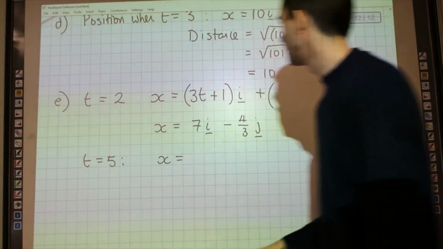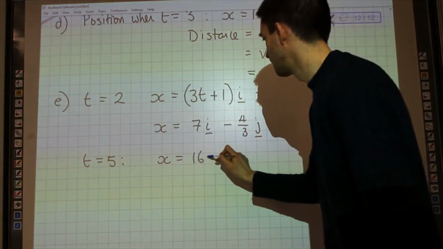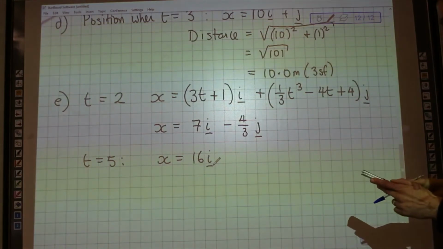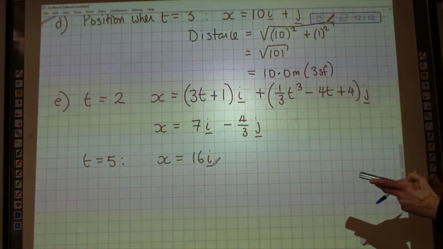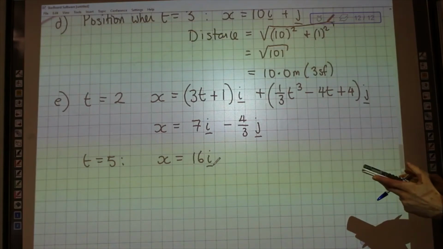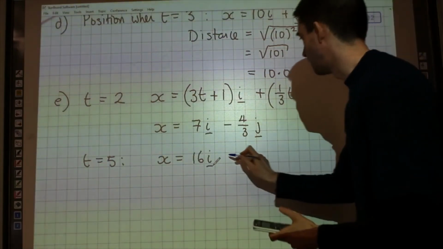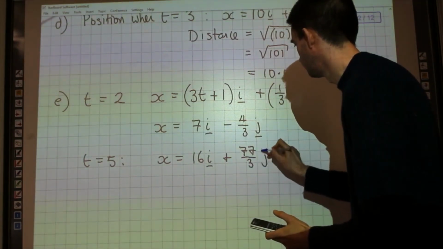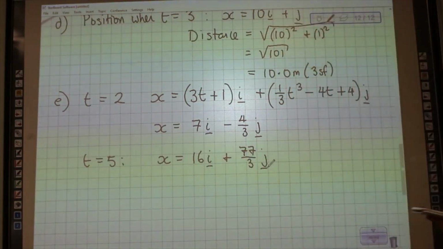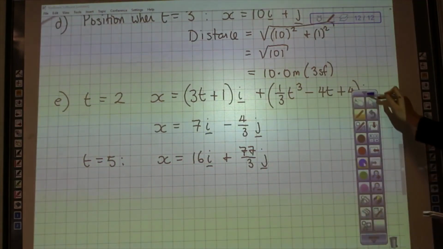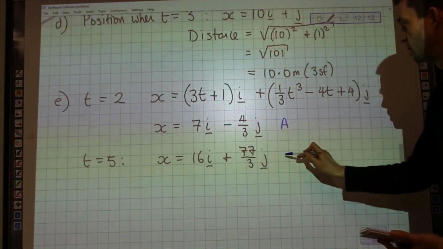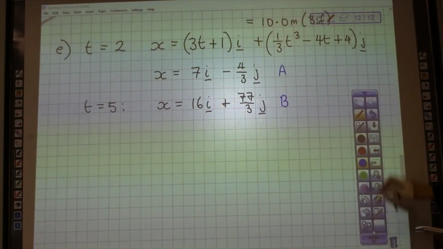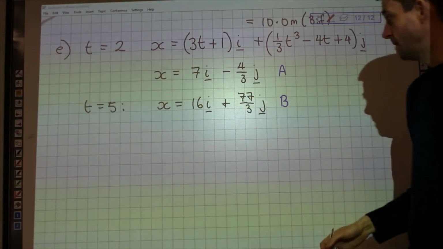Okay. When t is 5, substituting t is 5, I get 16i. Substitute t is 5 in here, I'm going to get 125 over 3 minus 20 plus 4, which is 77 over 3, so plus 77 over 3 j. That has found me the position A, and that has found me the position B. And I'm being asked about the vector A to B.